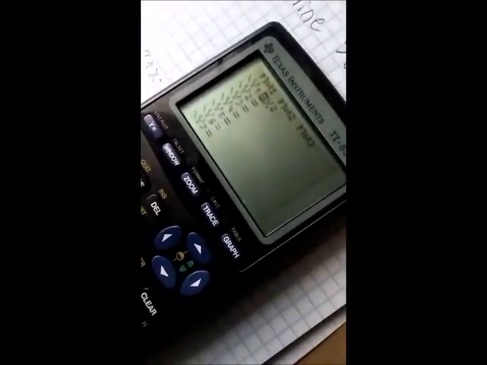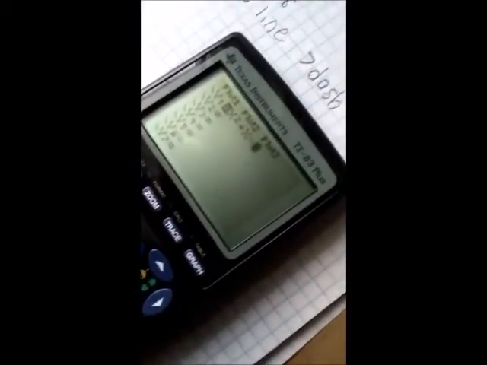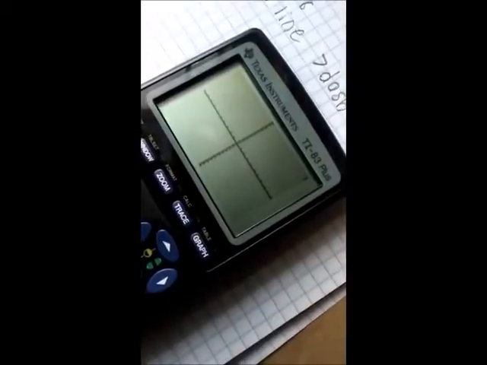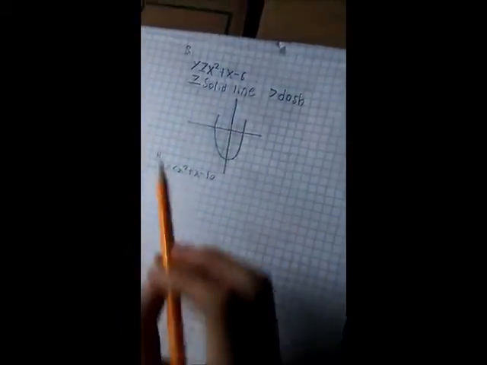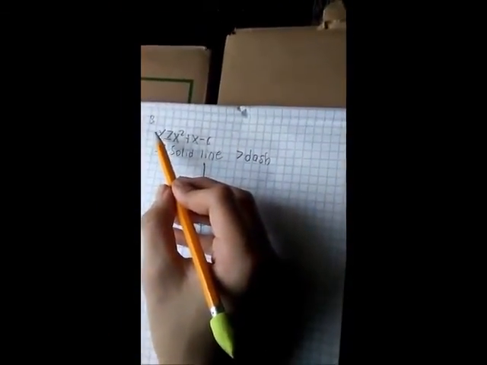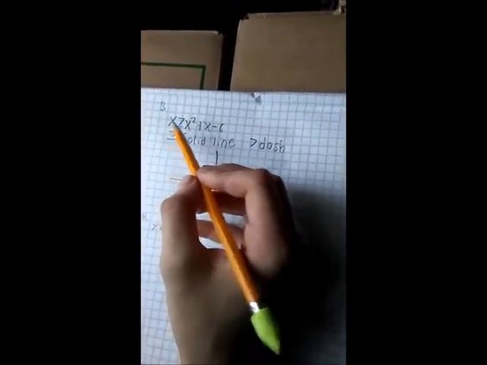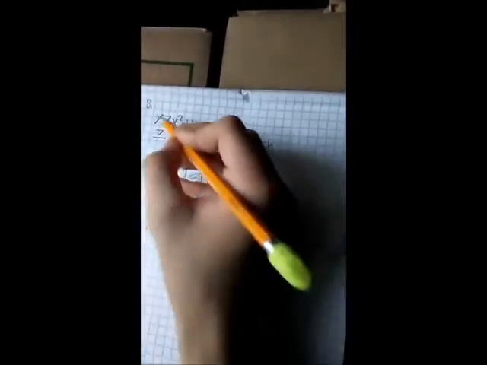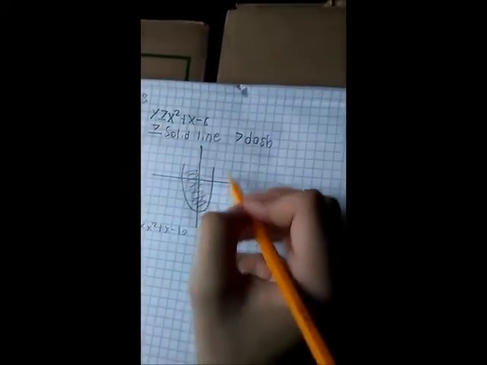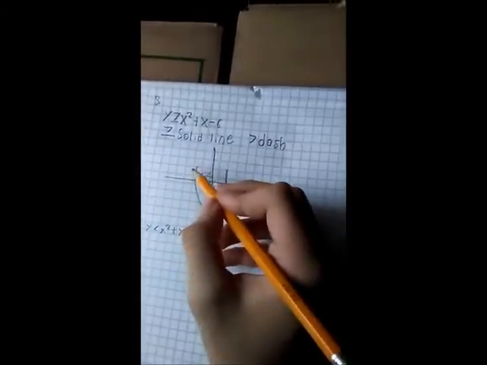x squared plus x minus 6. Graph it. All right, let's just make a rough draft of this. And basically, here's our rule. If it is greater than, you do it inside of it. If it is less than, then you go outside of it.